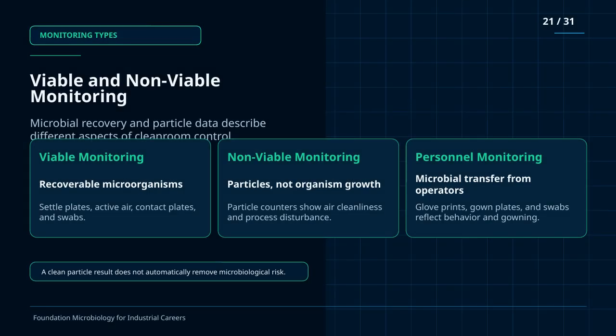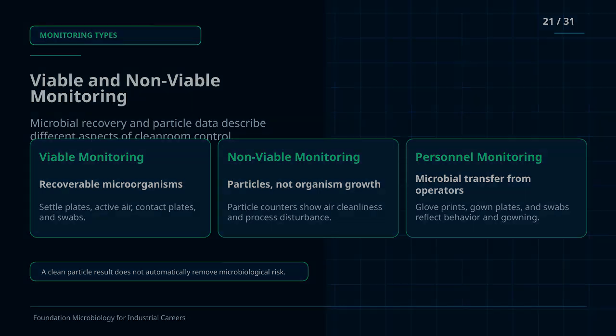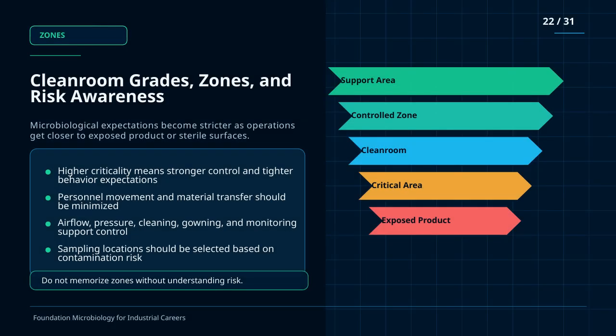Viable monitoring measures recoverable microorganisms, while non-viable monitoring measures particles rather than microbial growth. Both datasets support cleanroom control, but they are connected without being identical, so each must be interpreted in context. Cleanroom expectations become stricter as operations move closer to exposed product or sterile surfaces. Rather than memorizing zones alone, ask what is exposed, who intervenes, which surfaces are critical, and how airflow and behavior influence risk.